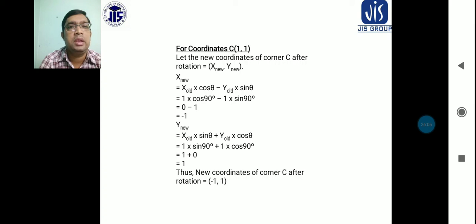Next we calculate the y new value for C, which is x old times sin theta plus y old times cos theta, equals 1 times sin 90 degrees plus 1 times cos 90 degrees, which equals 1 plus 0, equals 1. Thus the new coordinates of corner C after rotation are (minus 1, 1).